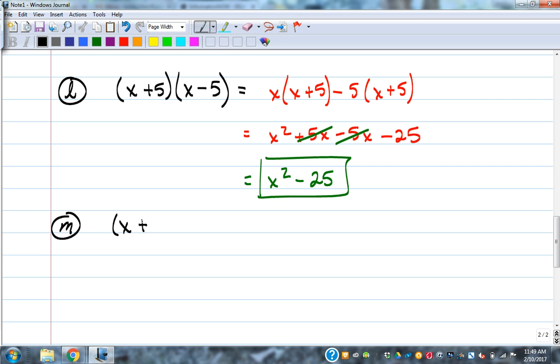So let's say we had x plus 6, x minus 6. Is there a way to do the shortcut? I'm waiting for you to tell me. I'm not going to tell you. I'm waiting for you to tell me.